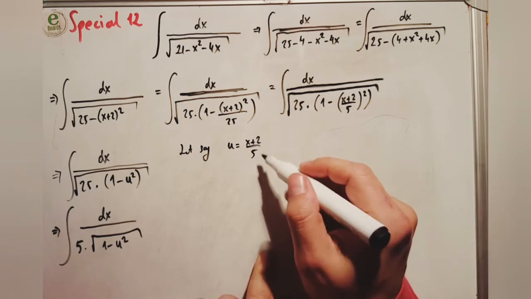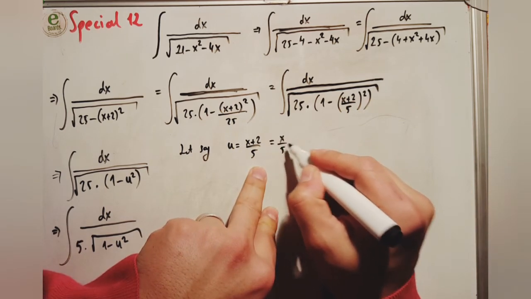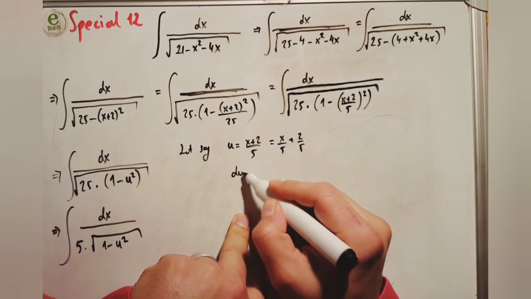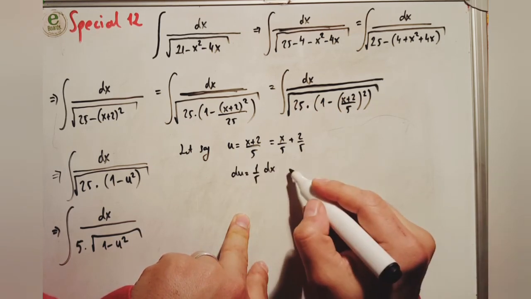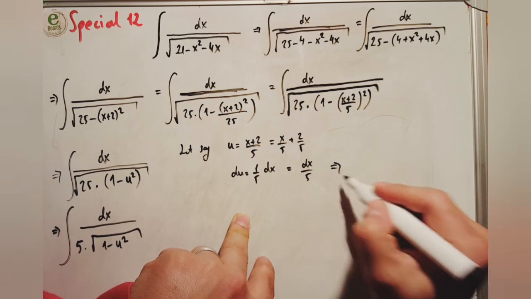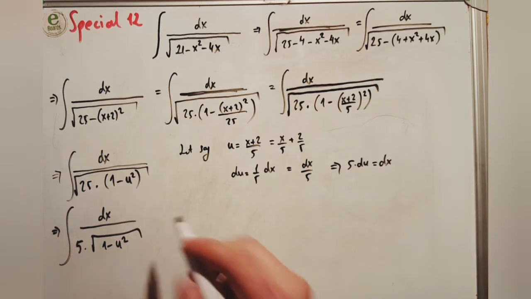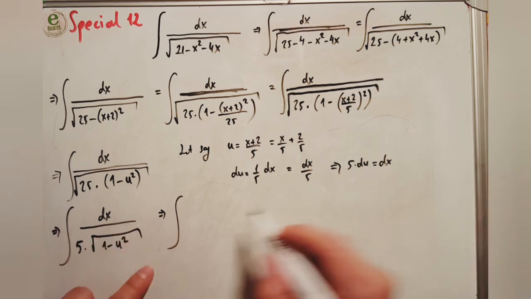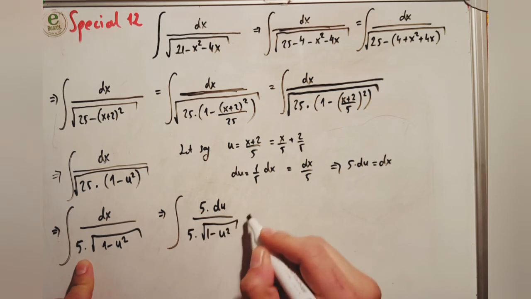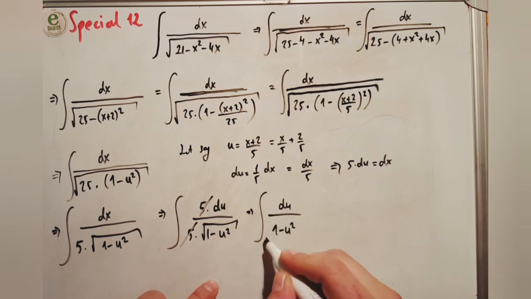If u is equal to x plus 2 over 5, what is du? u is x over 5 plus 2 over 5. What is the derivative of x over 5 plus 2 over 5? It is just 1 over 5 dx, so du is equal to dx over 5. And from here, we will have 5 times du is equal to dx. After that, we replace dx with 5 du over 5 times the square root of 1 minus u squared; the 5s cancel each other out. So the integral of du over the square root of 1 minus u squared.